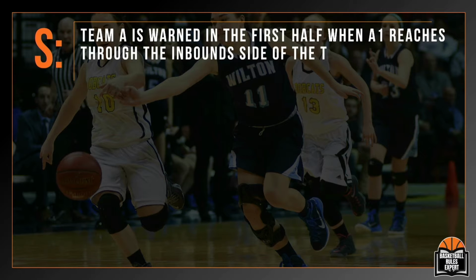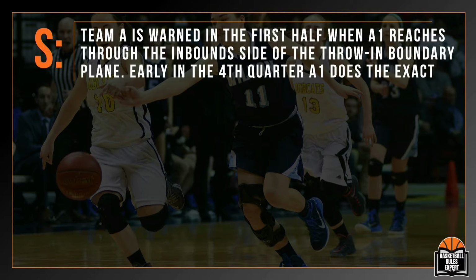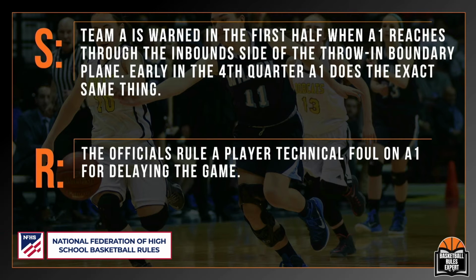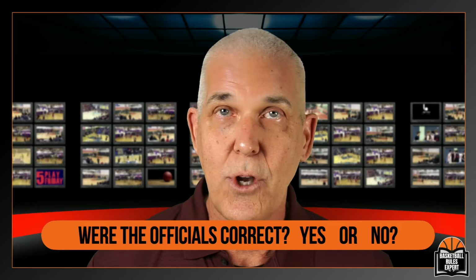Team A is warned in the first half when A1 reaches through the inbound side of the boundary plane. Early in the fourth quarter, A1 does the exact same thing. The officials rule a player technical foul on A1 for delaying the game. Were the officials correct? Yes or no?